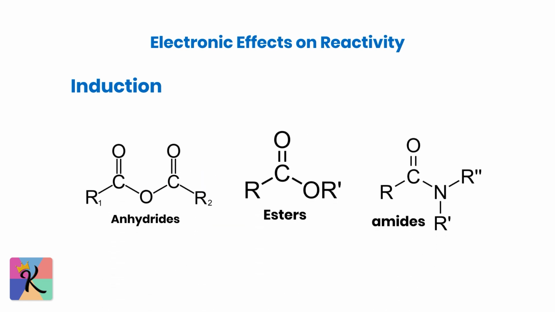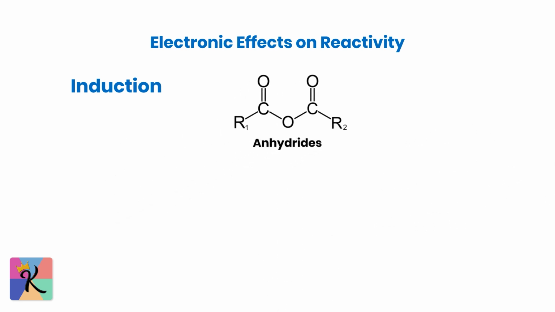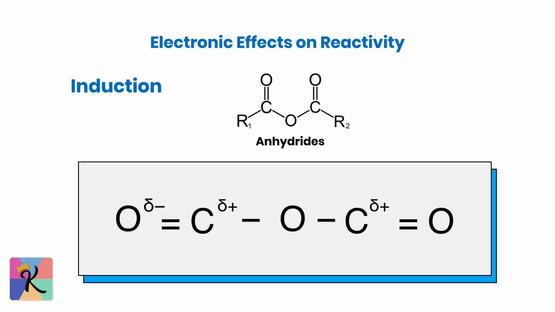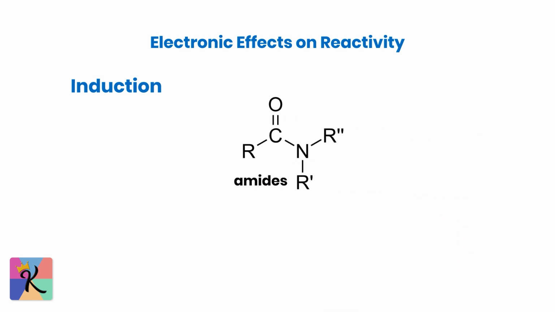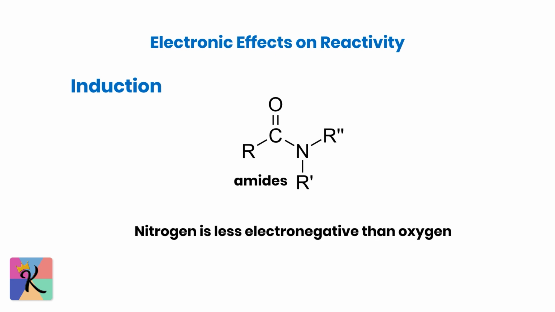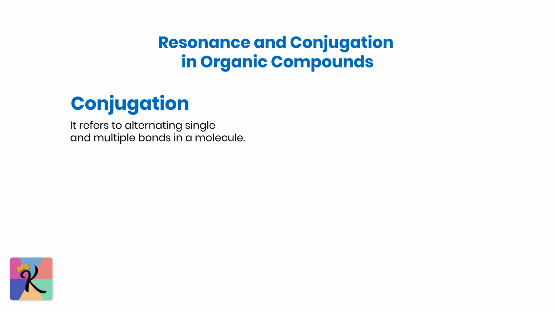The reactivity of anhydrides, esters, and amides can also be explained by induction. Anhydrides have 2 electron-withdrawing groups, creating a significant partial positive charge on the carbonyl carbon, making them more reactive. Amides, on the other hand, have a less pronounced dipole because nitrogen is less electronegative than oxygen, making them less reactive.